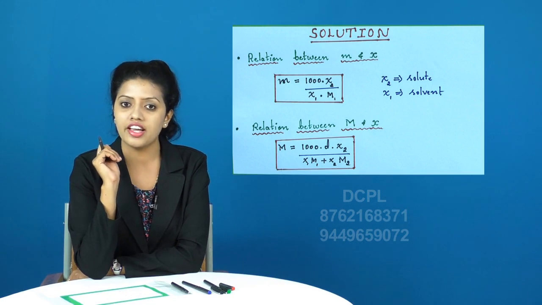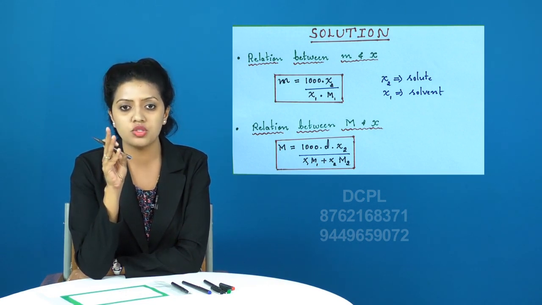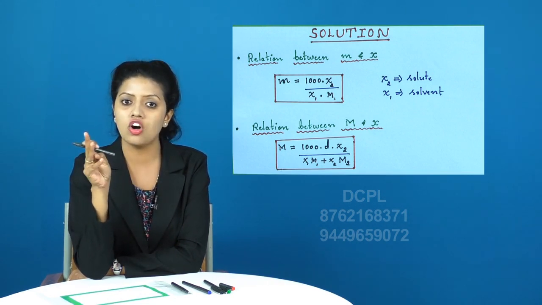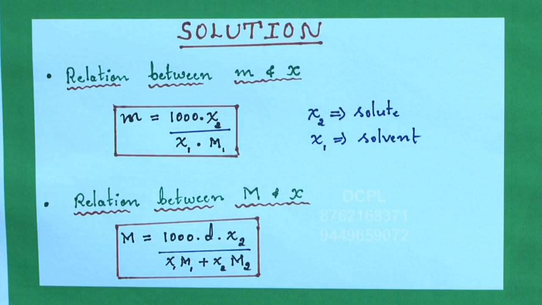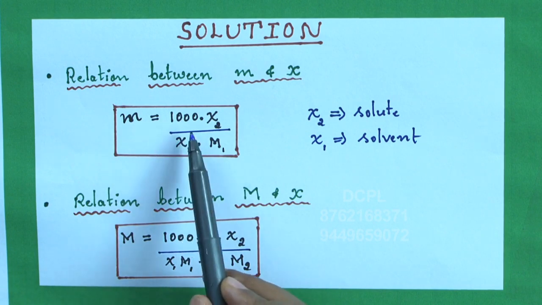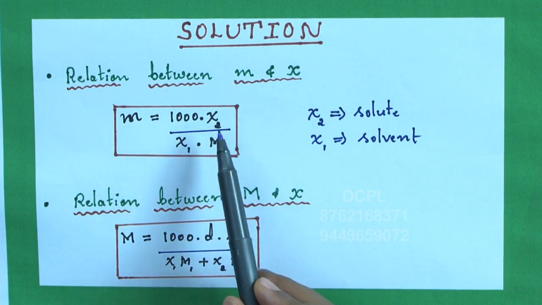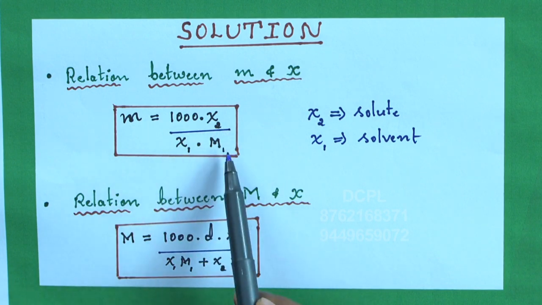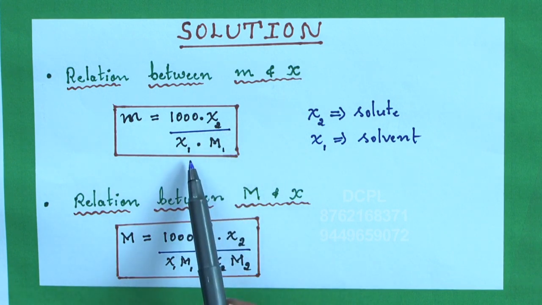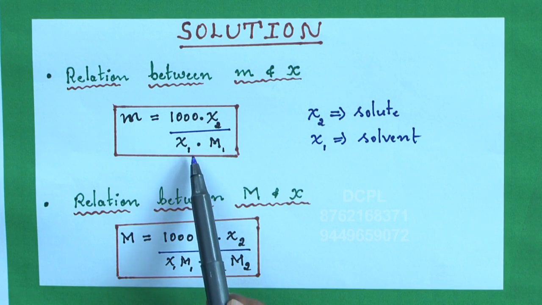Now let us look at the expressions of relation between molality and mole fraction, or molarity and the mole fraction. Molality is equal to 1000 into chi2, where chi2 represents the mole fraction of solute, divided by chi1 into M1, where chi1 represents the mole fraction of solvent.